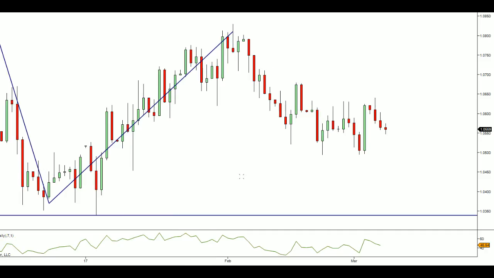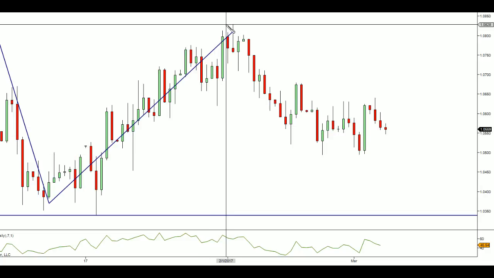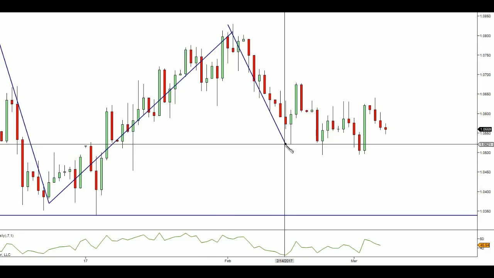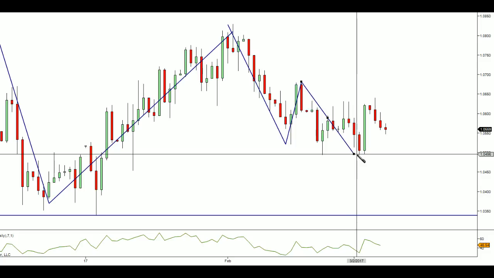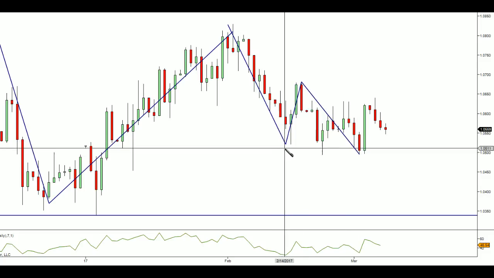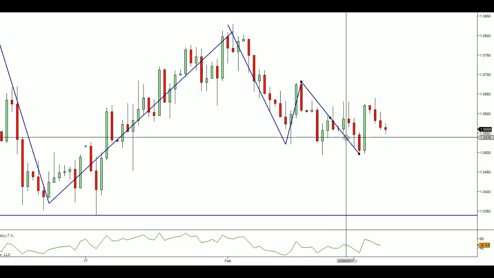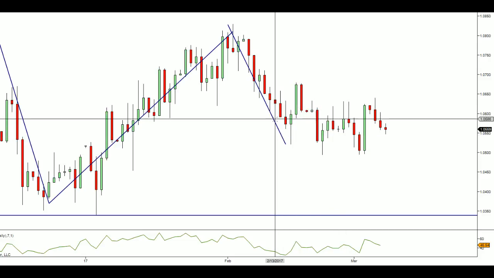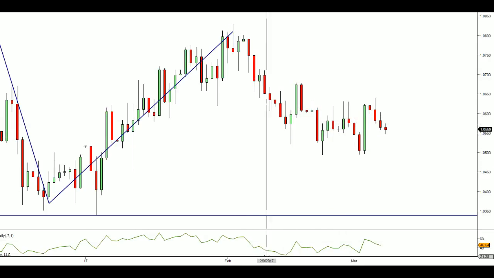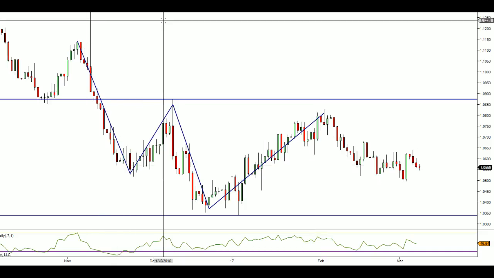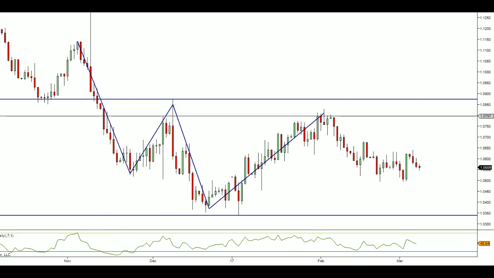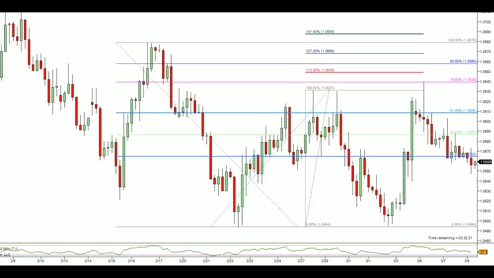If I zoom in, one could look at this move here, because this low is lower than this low, and it does close lower. So it just depends on how you're reading the chart. So overall bias is short. Let's look at the 240 to predict where price is likely to go next.